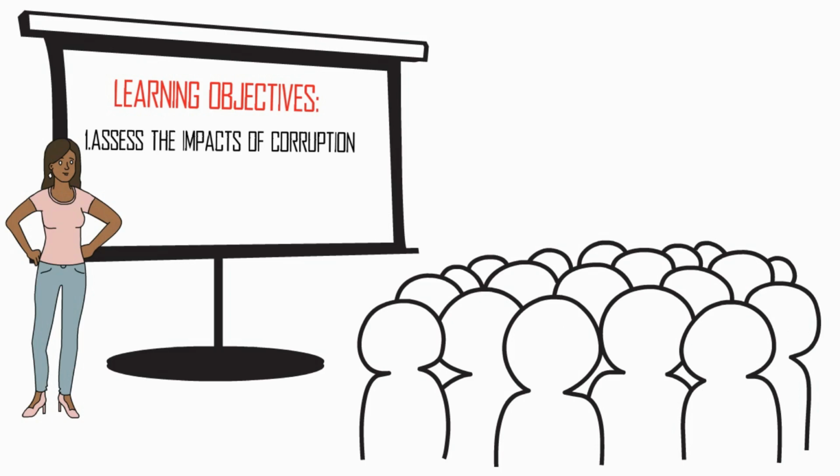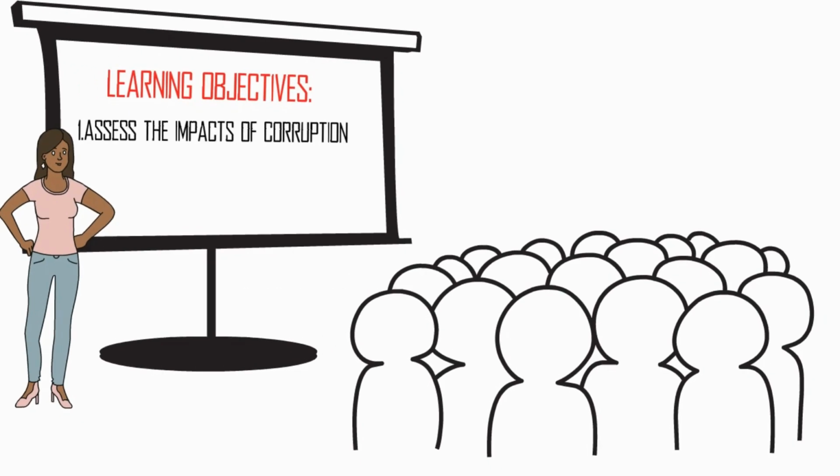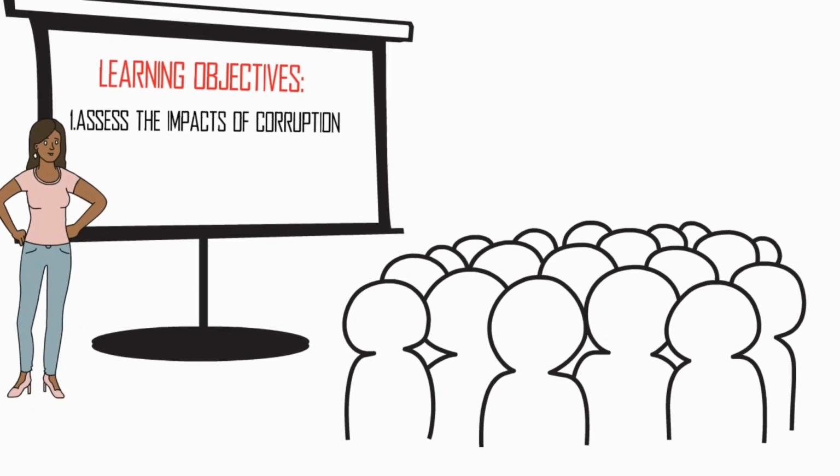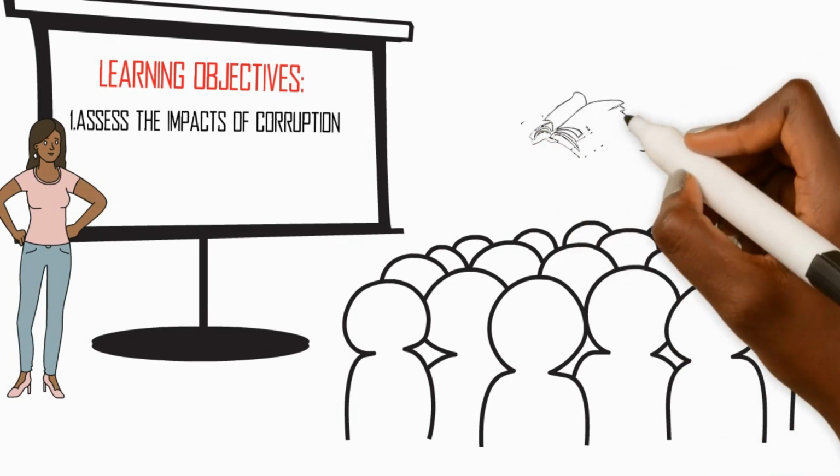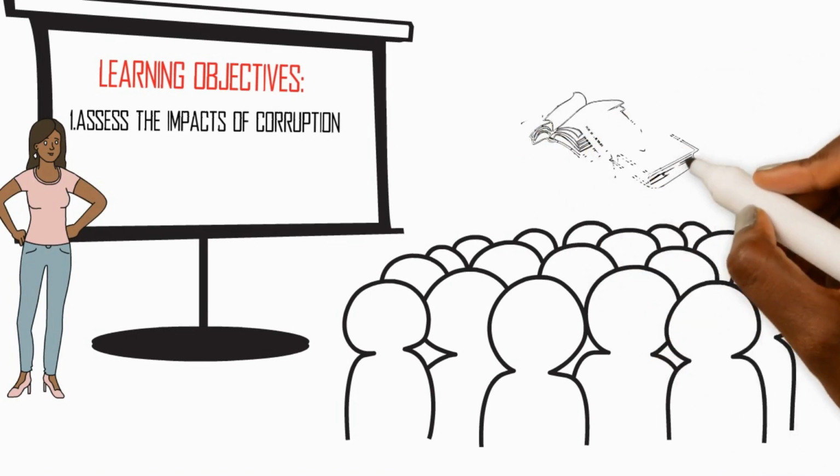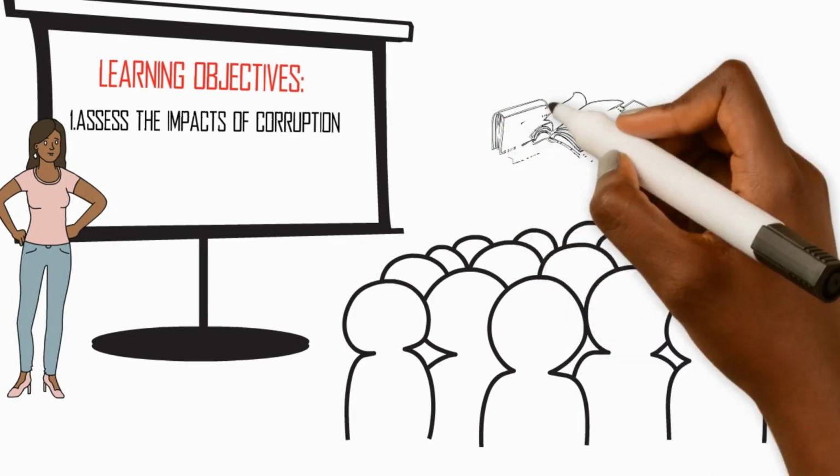Elom is at school today. We are very lucky her teacher, Mr. Aponsa, will be discussing the impacts of corruption. Mr. Aponsa will be narrating some stories and asking questions, after which the class will discuss the impacts of corruption.